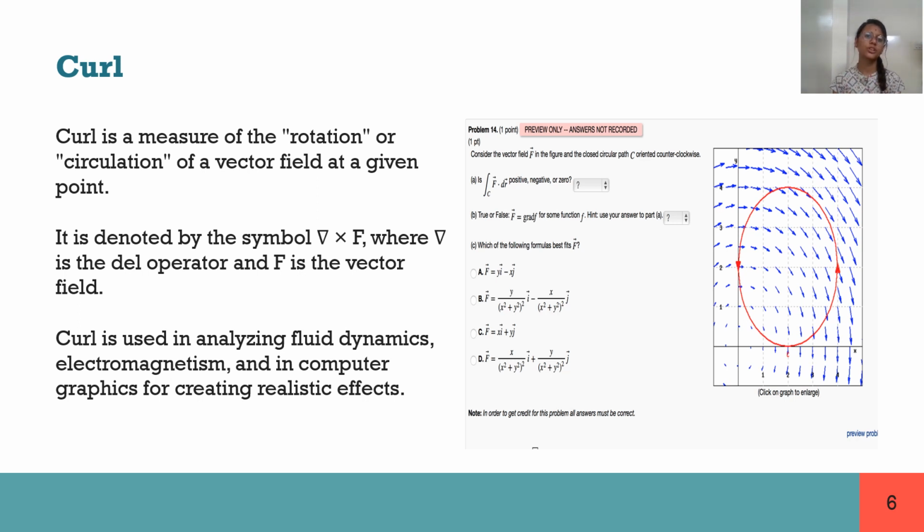Now let us move to the topic curl. Curl is a measure of the rotation or circulation of a vector field at a given point. It is denoted by the symbol del cross f, where del is the del operator and f is the vector field. Curl is used in analyzing fluid dynamics, electromagnetism, and in computer graphics for creating realistic effects.